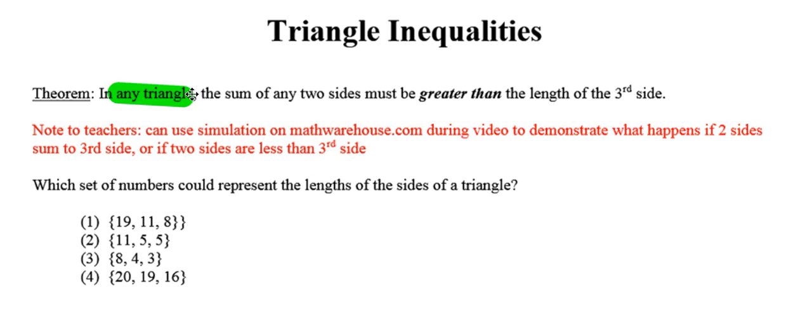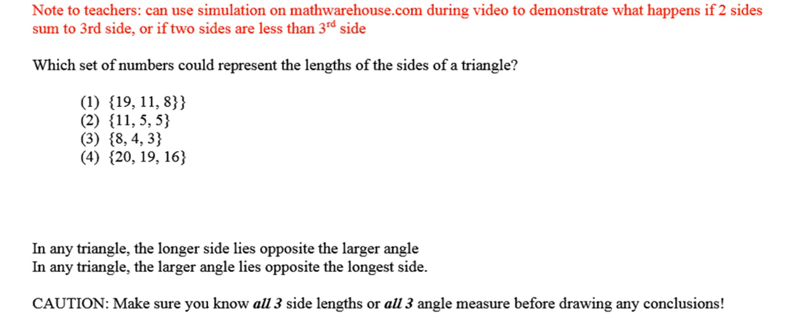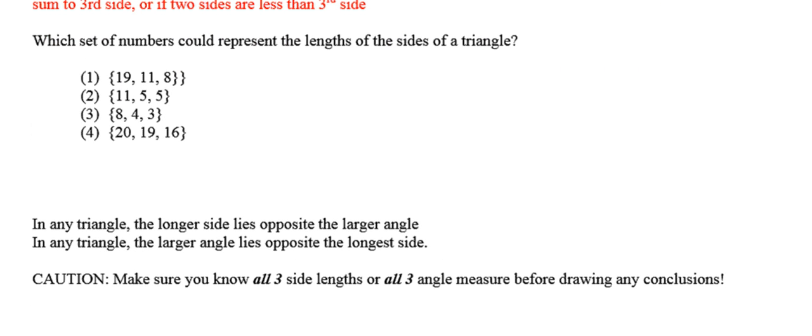It says the sum of any two sides must be greater than the length of the third side. So in other words, the two smallest sides, if I add them together, must exceed the length of the third side. And we might use this simulation on mathwarehouse.com when you come back to class just to see what happens. But for now, we're just going to go ahead and look at some problems that involve this triangle inequality.